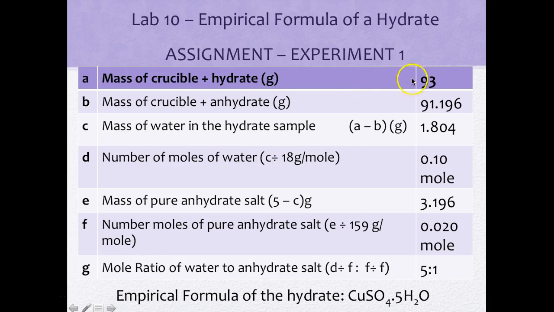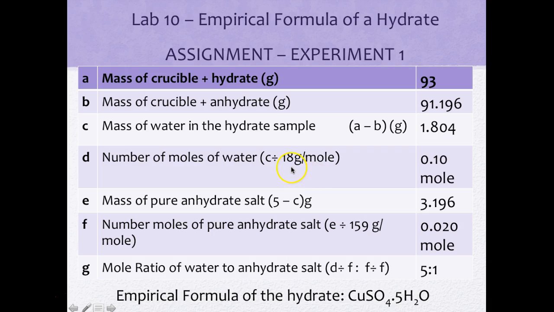So the mass of the crucible and hydrate is 93.88 plus that 5 is 93. Now that mass went down after the heating step because you've driven out all the water, and so it went down to 91.196. If you subtract this 91.196 from 93, you get the mass of the water that left the hydrate sample, or was present in the hydrate sample before the heating.